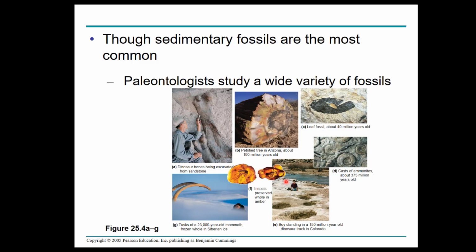from sandstone, a petrified tree in Arizona, leaf fossils about 40 million years old, and the cast of ammonites about 375 million years old. Also, the boy sitting in a 150 million year old dinosaur track in Colorado, and insects which are preserved in amber.